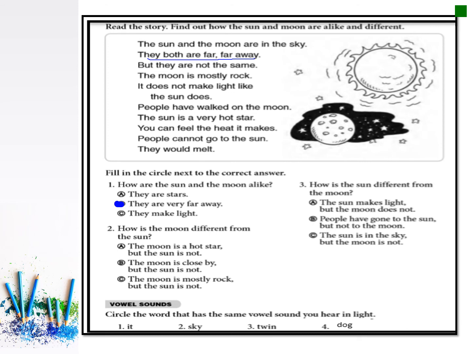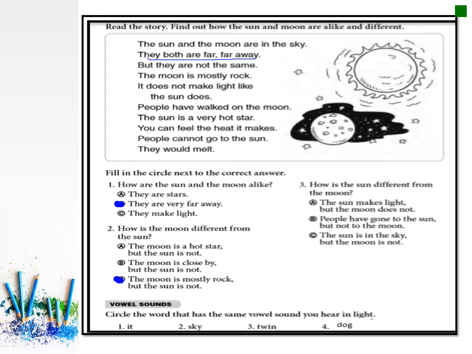Next question. How is the moon different from the sun? The moon is a hot star, but the sun is not. Moon is a hot star. It's wrong, right? The moon is close by, but the sun is not. No, they are far, far away. The moon is mostly rock, but the sun is not. So C is the answer.